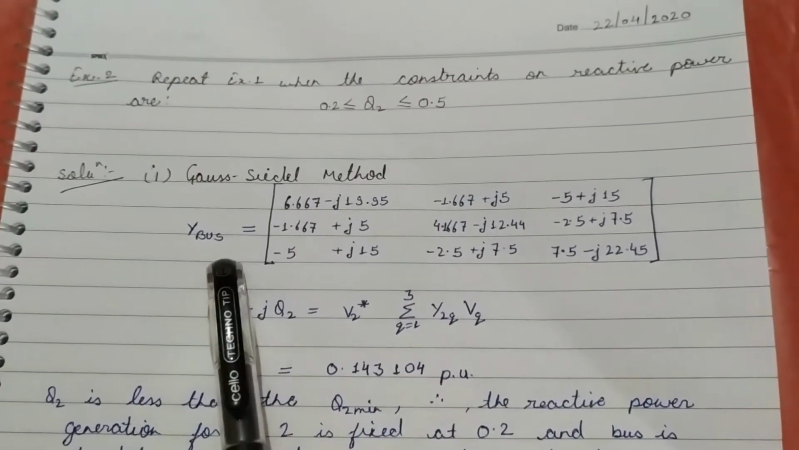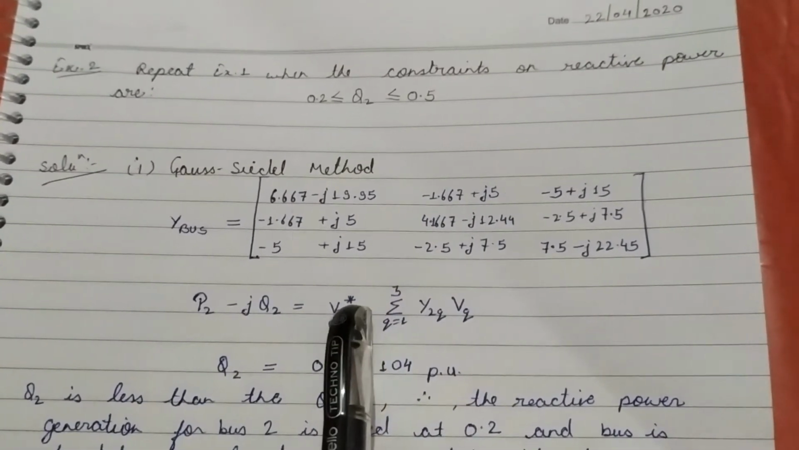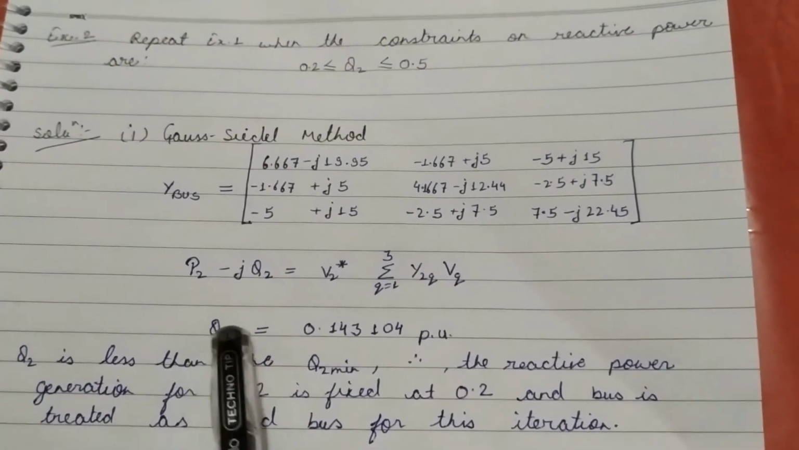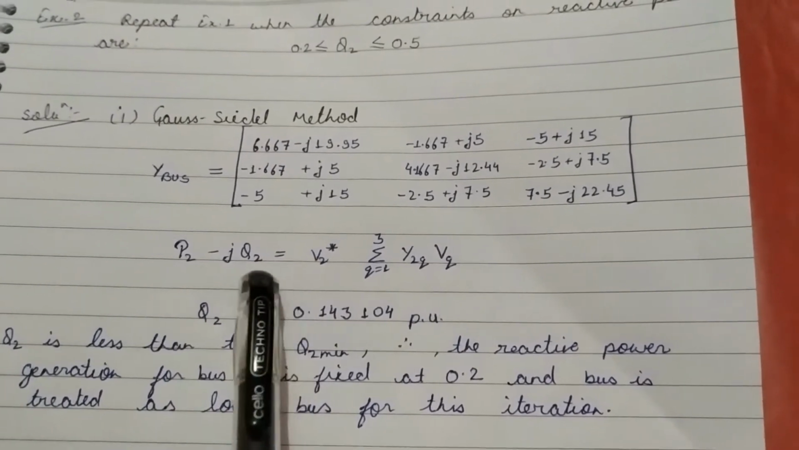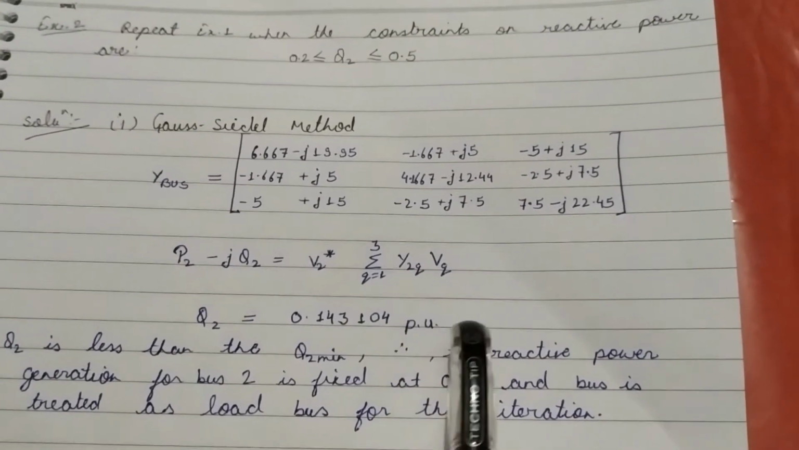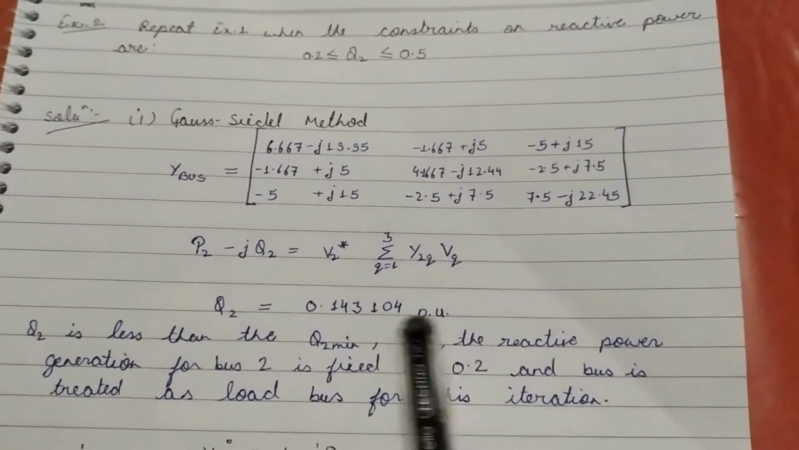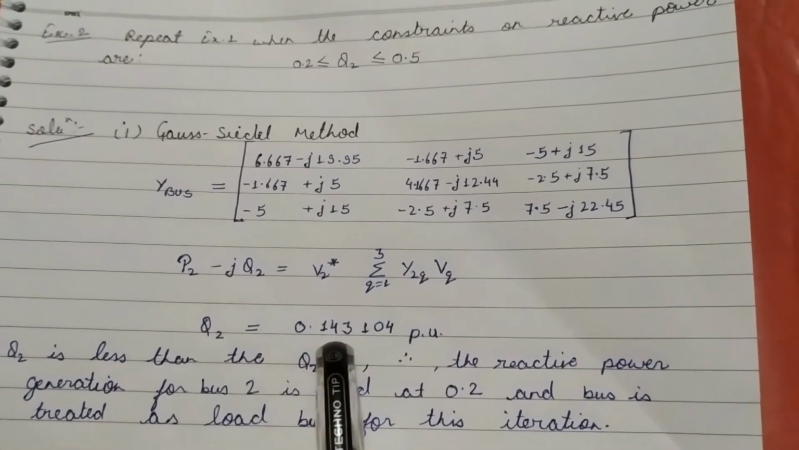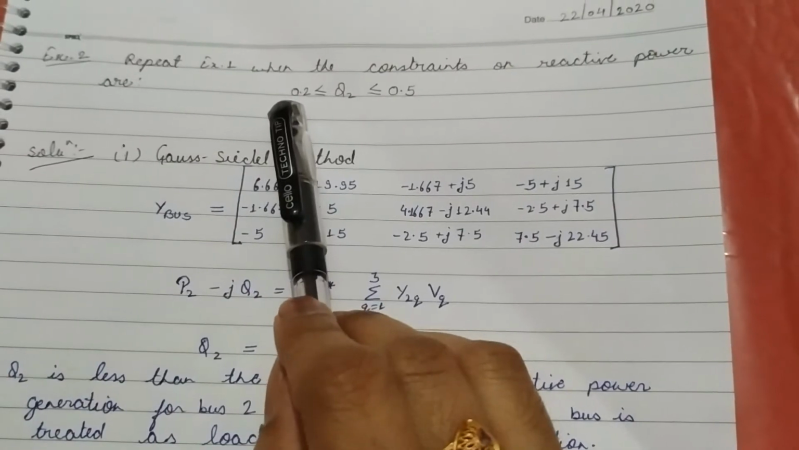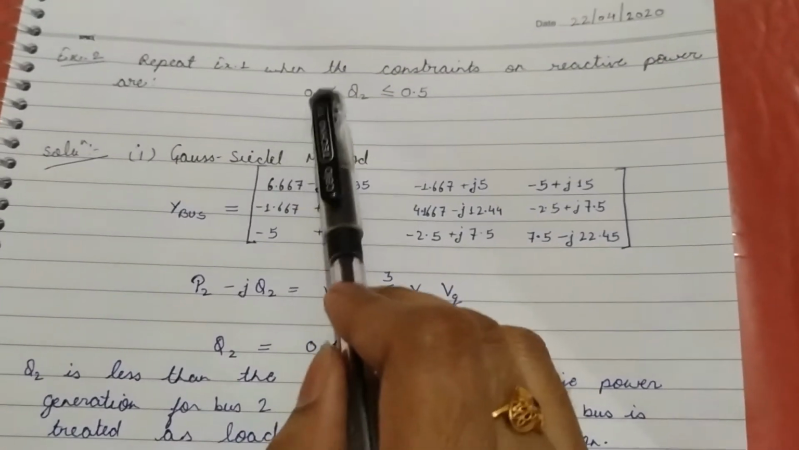As we have already calculated in the previous example, Y bus would be the same as all the data is the same except the reactive power limit. So we have kept here the same Y bus as we calculated in the previous lecture. Similarly, we have calculated the value of Q2, which comes out to be 0.143104. Till this point, the procedure is the same as we did in the previous example. Now we can see that the value of Q2 is 0.143104 per unit, while the limit of Q2 is from 0.2 to 0.5. So this value is violating the limit. It is less than the minimum value of Q2.